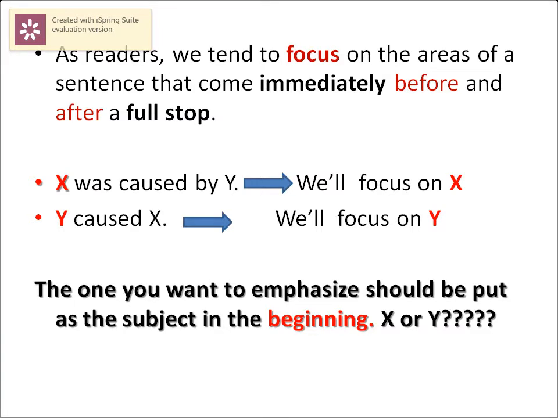As readers, we tend to focus on the areas of a sentence that come immediately before and after a full stop. For example, X was caused by Y. In this sentence, as X is used as a subject, it comes before the verb at the beginning. The reader will focus on X. In this sentence, X is the most important to remember and to focus on. Remember, the word you want to emphasize should be put as the subject in the beginning.